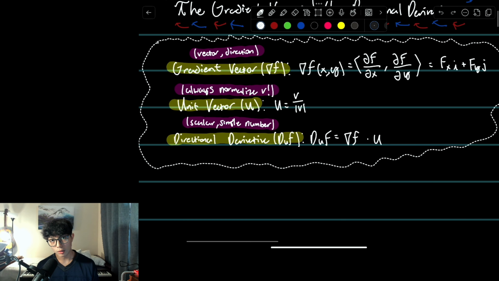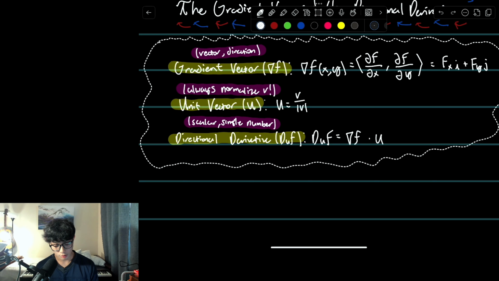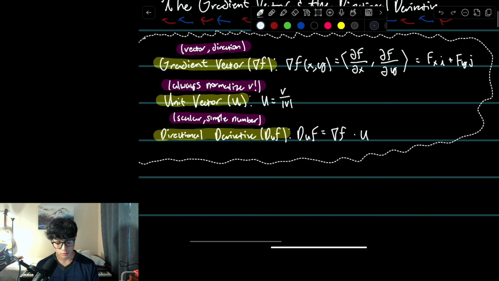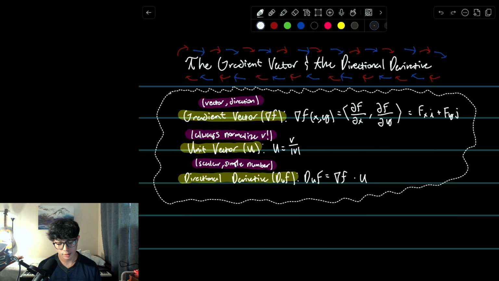Now the reason we need the unit vector is because we're required to use the gradient vector and the unit vector to find the directional derivative, which is just the dot product of the two. So that is the introduction for gradient vector and directional derivative.